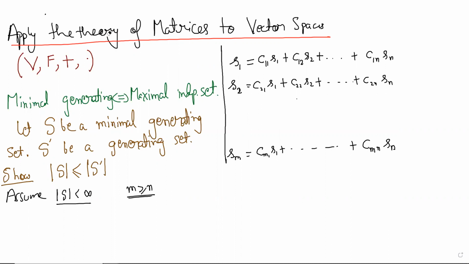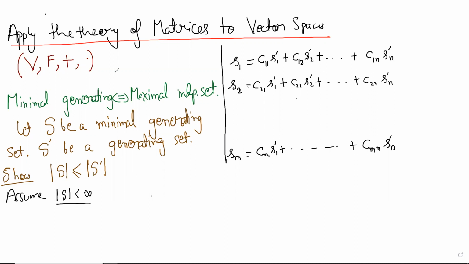Yeah, but initially you are assuming, right, that it has more elements. Initially you are assuming that S prime is also written as a minimal generating set. So S prime has at least one element more.